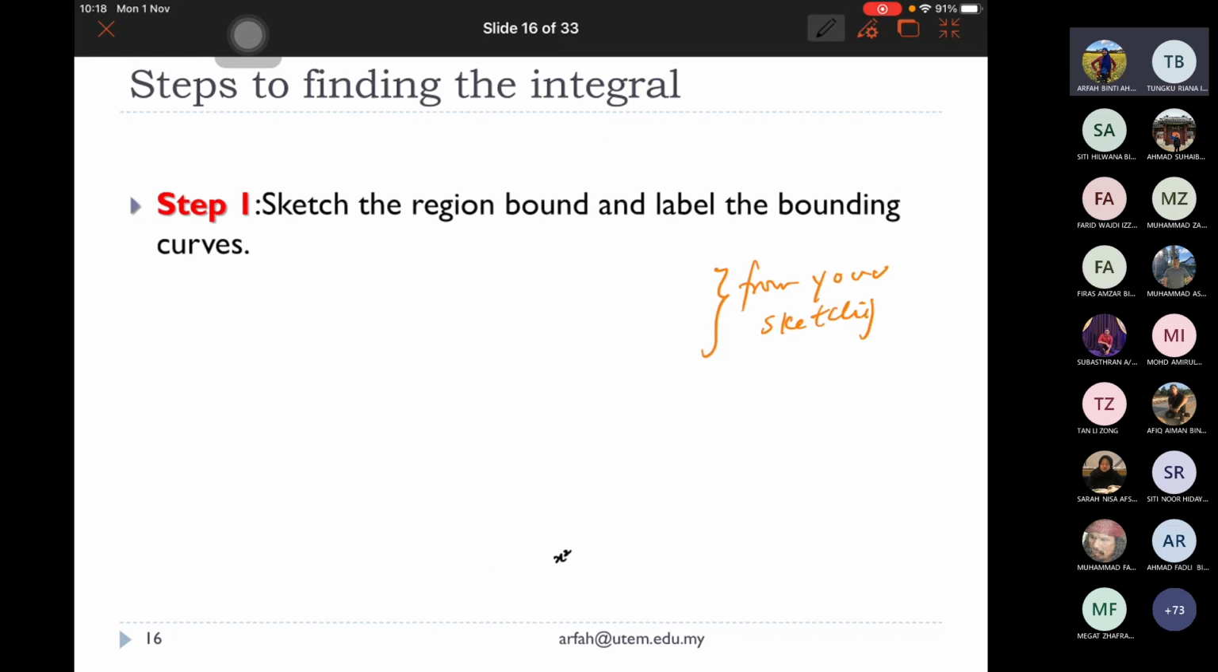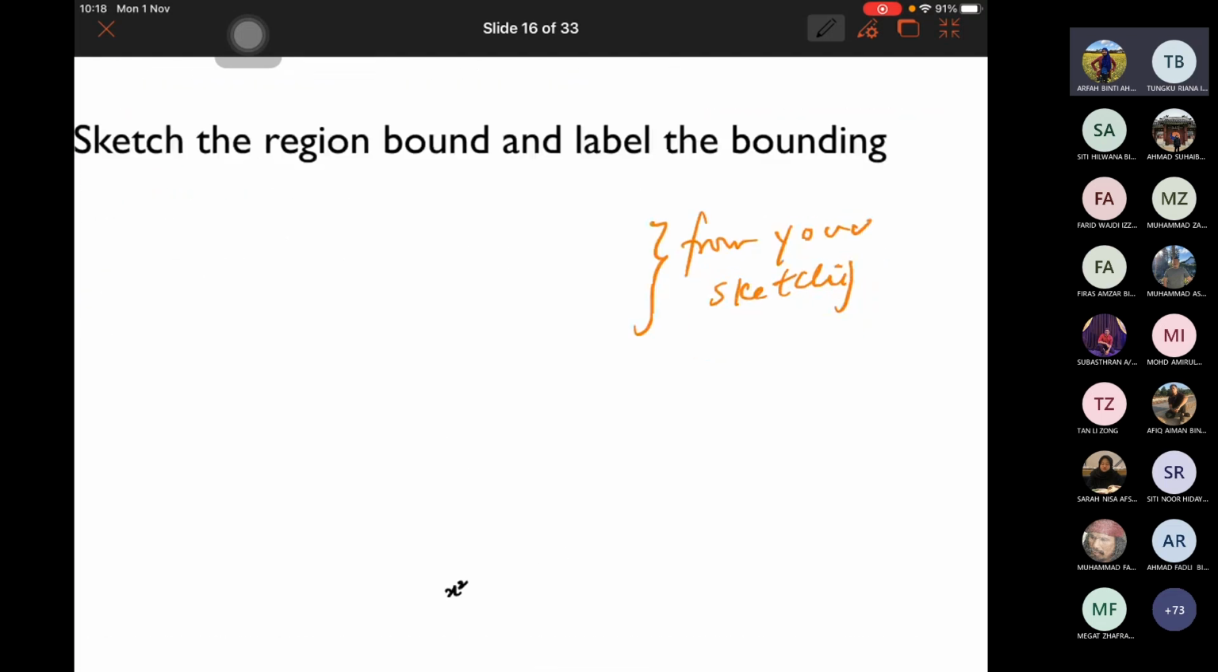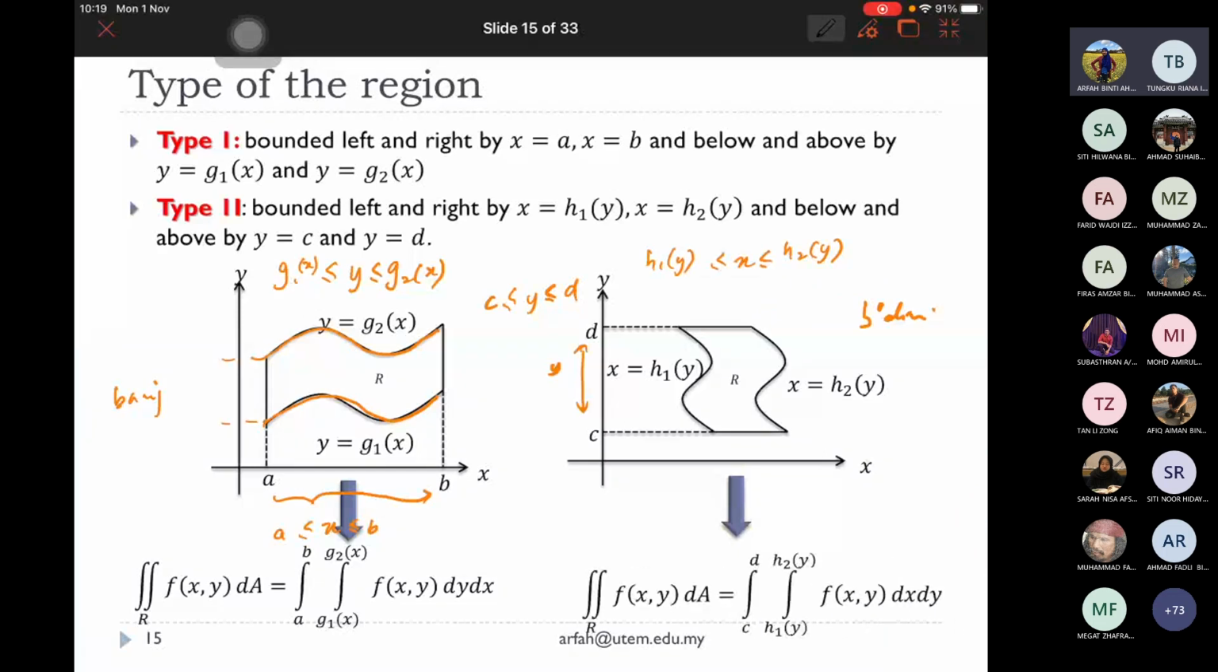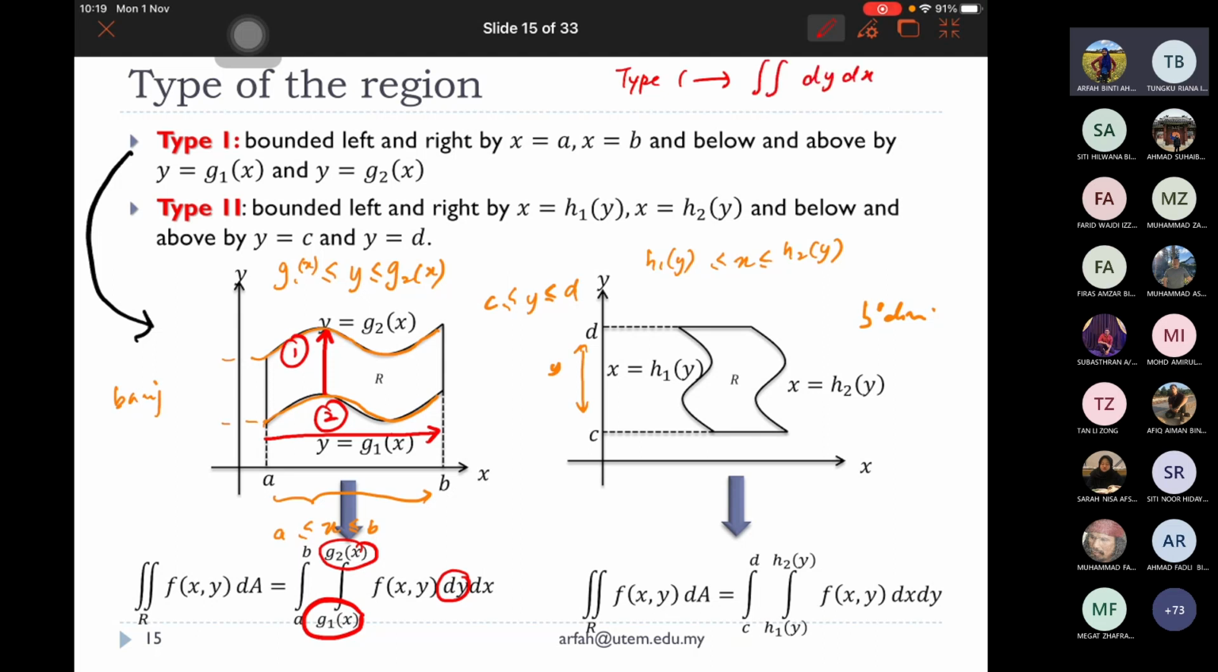So, take a look at this previous one, from the previous slide. Kalau dia adalah type 1, dia punya pergerakan daripada bawah ke atas. This one first. That means awak akan integrate with respect to Y first, dan Y dalam sebutan G1 dan juga G2. Then gerakkan bawah ke atas, then baru kita gerakkan dia kiri ke kanan. Ini pergerakan kedua. So untuk type 1, integration awak is dy dx, dia akan gerak daripada bawah ke atas, and then pergerakan kedua dia is kiri ke kanan.